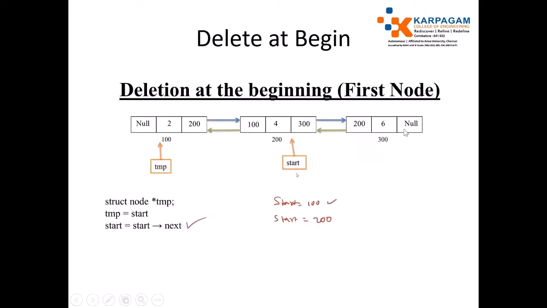Okay, and I wish to explain about delete operations. I start with delete at beginning. For example, we have 3 nodes here: 2, 4 and 6. If I wish to delete the node at the beginning position, I need to consider that the head node is stored in the start variable. I just use start equal to start of next. Start is initially 100, and start of next is 200. To replace 100 by 200, just give start equal to start of next.